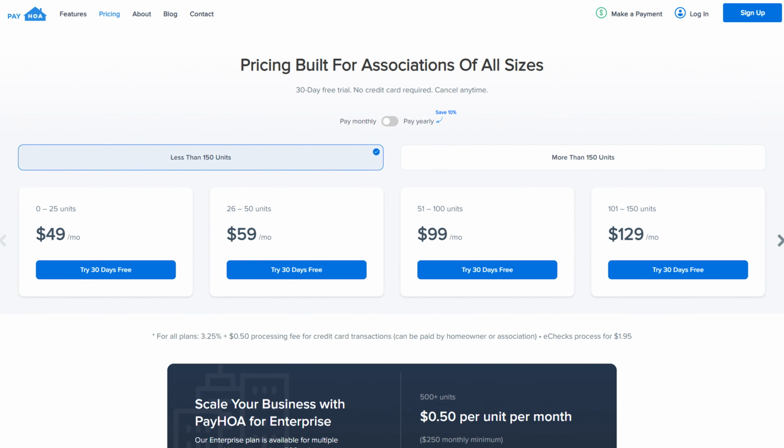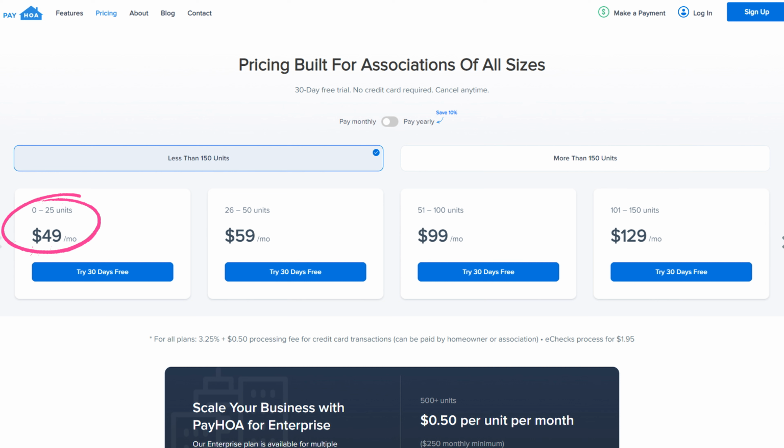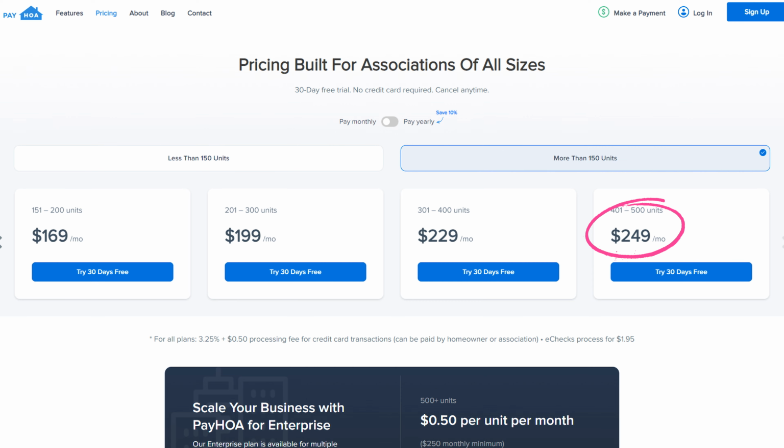Pay HOA's most basic plan starts at $49 per month for up to 25 units, while the max level tier is $249 per month for up to 500 units. All features are included for all pricing tiers and offer a free trial.